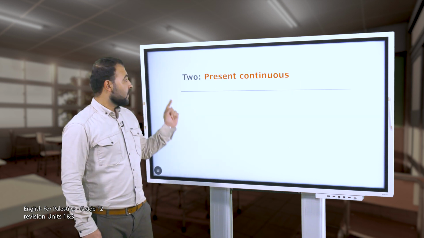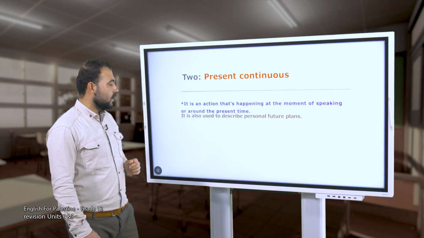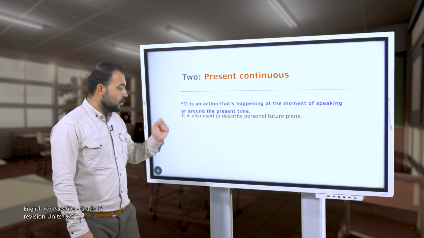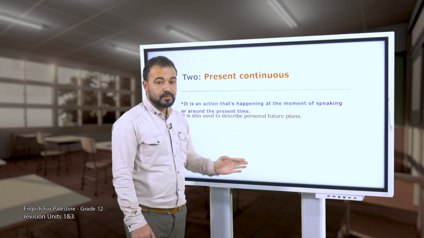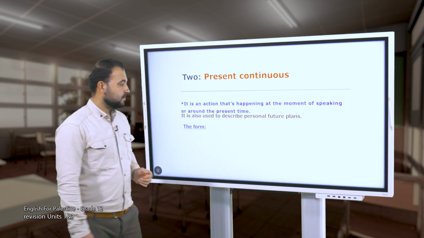Number 2, present continuous. It's an action that's happening at the moment of speaking or around the present time. Present continuous is also used to describe personal future plans, and this is in Unit 4.